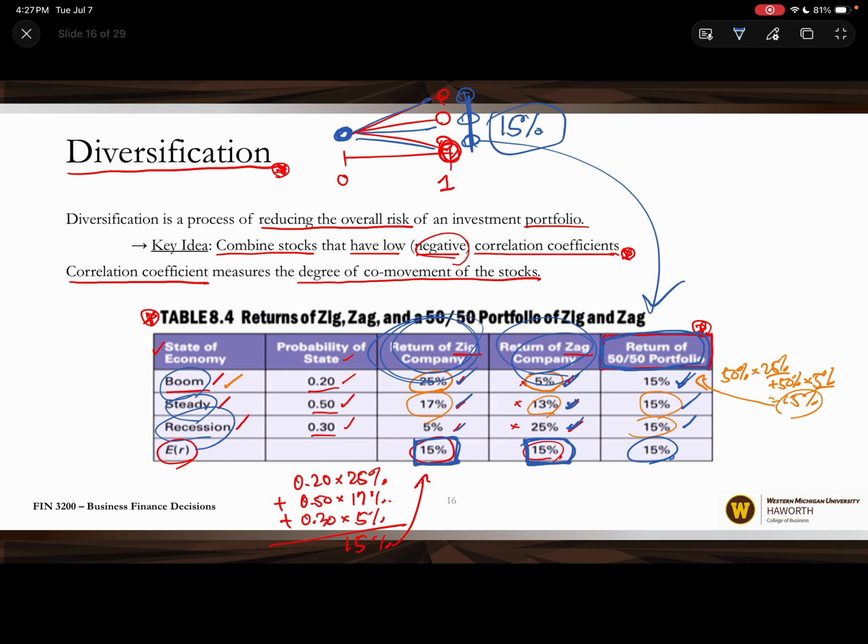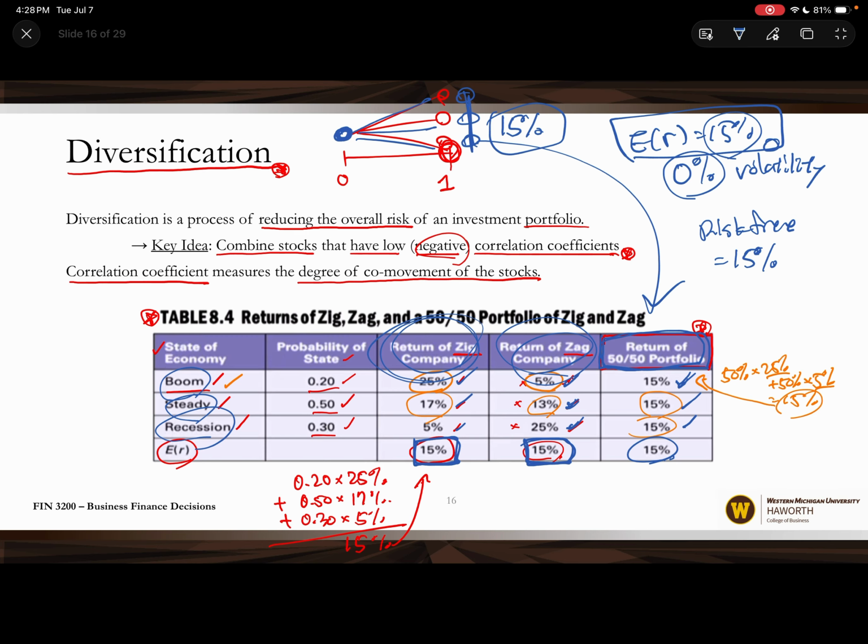In other words, the portfolio is generating an expected return of 15%, but with zero volatility. We're guaranteeing a return of 15%. Basically, this became a risk-free investment, which provides a 15% return, which is unrealistically good, right? But that's the concept of diversification.